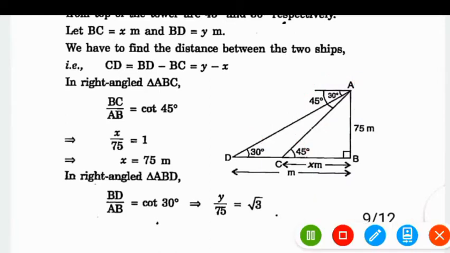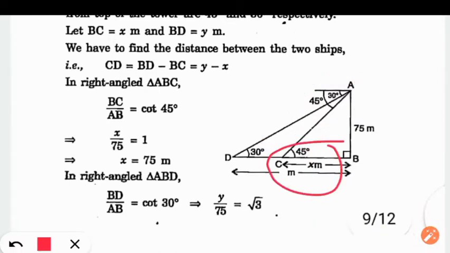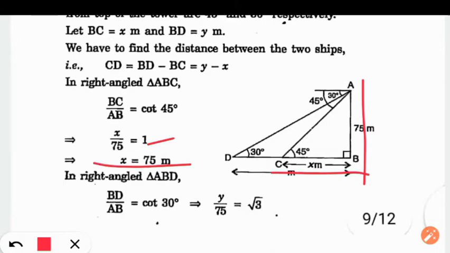Here we have x and we know only one thing, that AB is 75. So we need to find x first with the help of AB. Here we have perpendicular and base, so which trigonometrical ratio do we need to use? Either tan or cot. Cot 45 degree is base by perpendicular, that is BC by AB, that means x by 75, and cot 45 degree, we know tan 45 degree is 1, so cot 45 degree is also 1. So x is 75 meter.